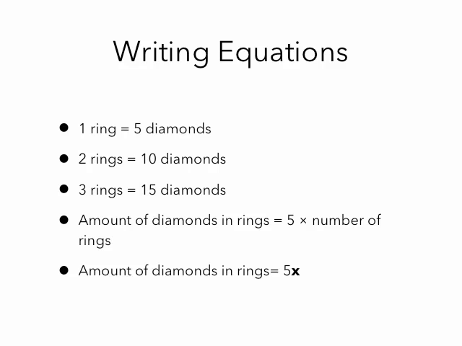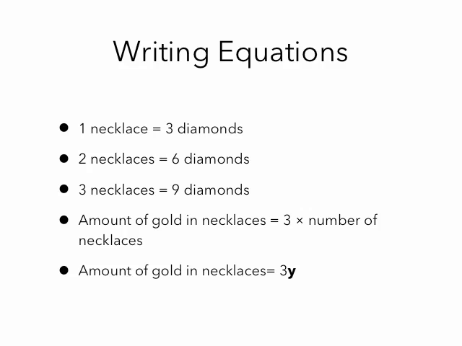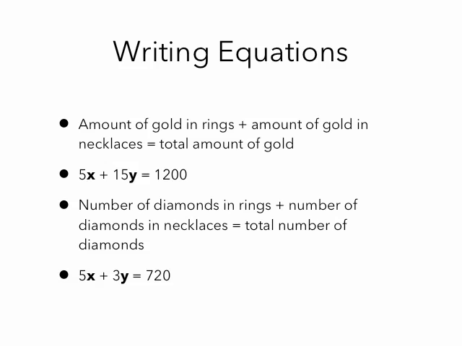Since the diamonds are 5 diamonds per ring, it's going to be 5 times the number of rings, and that's x, which is one of our variables. We get 5x. We can do this with necklaces too. Every necklace requires 3 diamonds. So 1 is 3, 2 is 6, 3 necklaces is 9, so it's 3 times the number of necklaces, which is 3y.